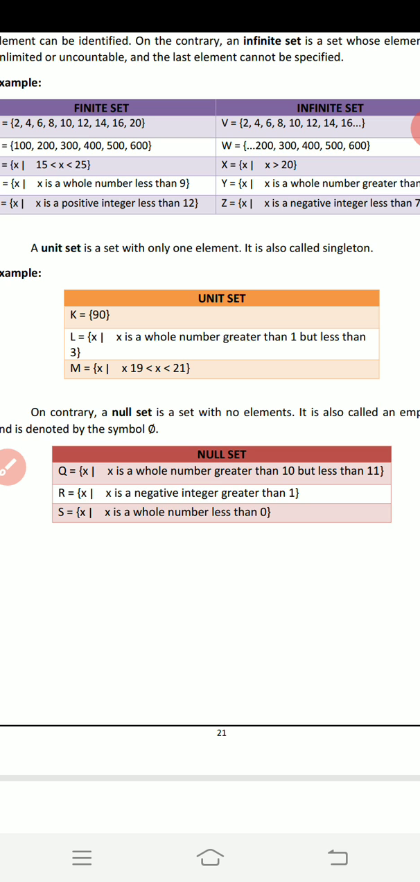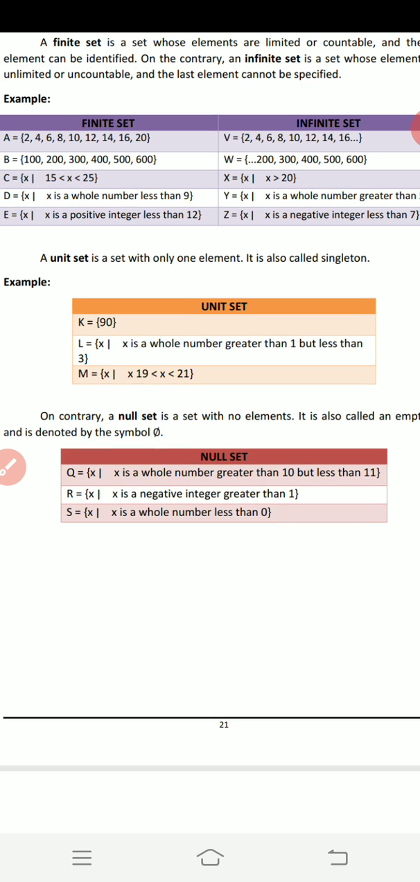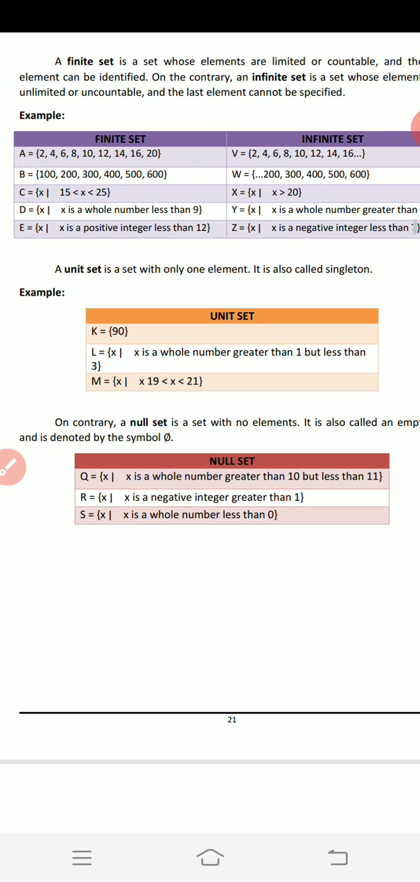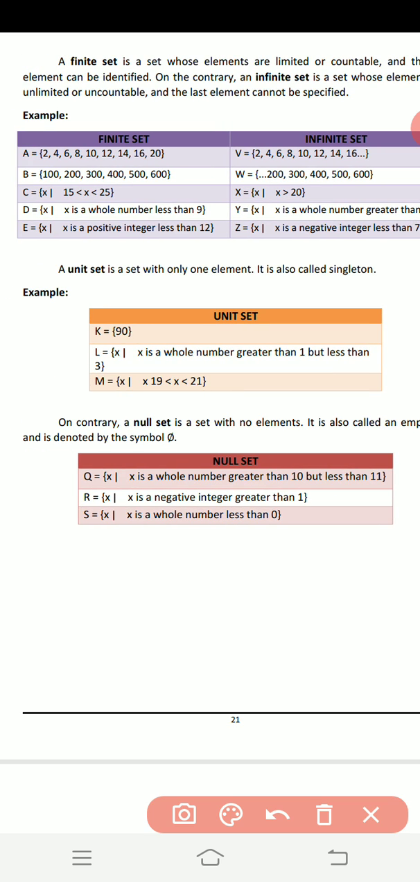So on the contrary, a null set is a set with no elements. Ito yung mga set na like this one, sets Q, R, and S. So may description siya. However, if you're going to identify what is being described in the description of the set, we will come up with a null set. So it is an empty set, and it's denoted by the symbol, yan, ito. That is a Greek letter to signify that the set is a null set or an empty set.